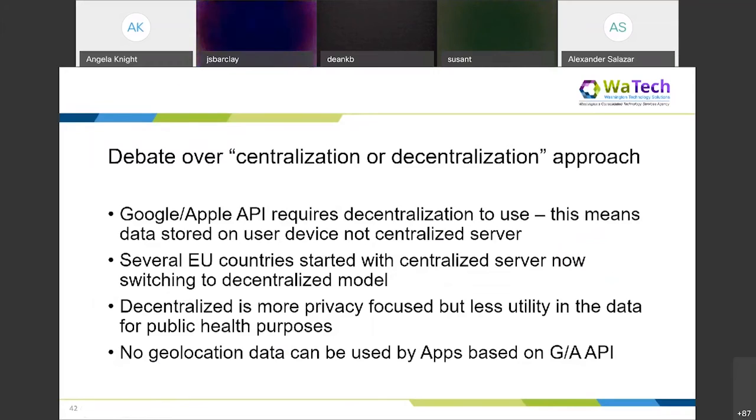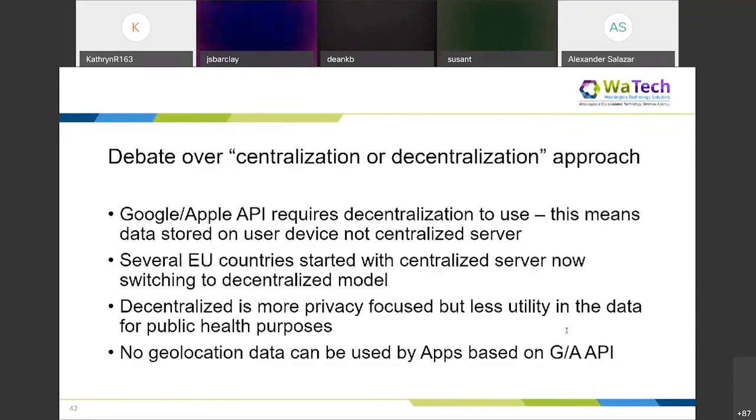Okay. Yes. So the next slide is this centralization or decentralization approach. So the debate has been whether or not there should be a centralized server, and a lot of European countries, I think France and Germany and UK, had looked at centralized servers in terms of collecting and matching information. And the Google Apple API requires that geolocation information is not collected and that it's decentralized.